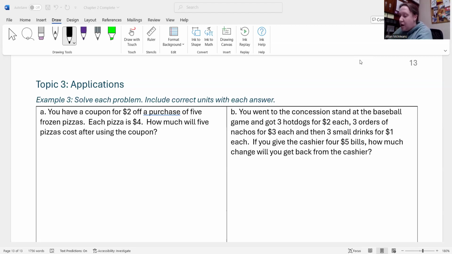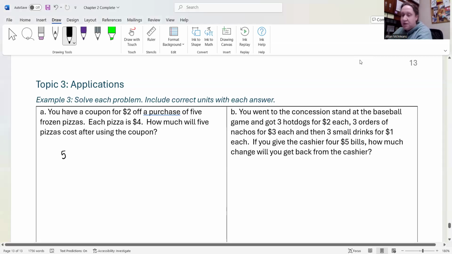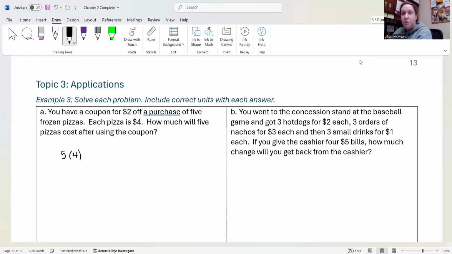Okay, so I know I need to buy 5 pizzas. I also know that each of those 5 pizzas is going to cost $4. So I would want to multiply to get my total. But as long as I buy 5 pizzas, I get a $2 off coupon. So that's my model. I'm going to take my 5 times 4, that's going to give me the total cost, then I want to subtract the value of the coupon.